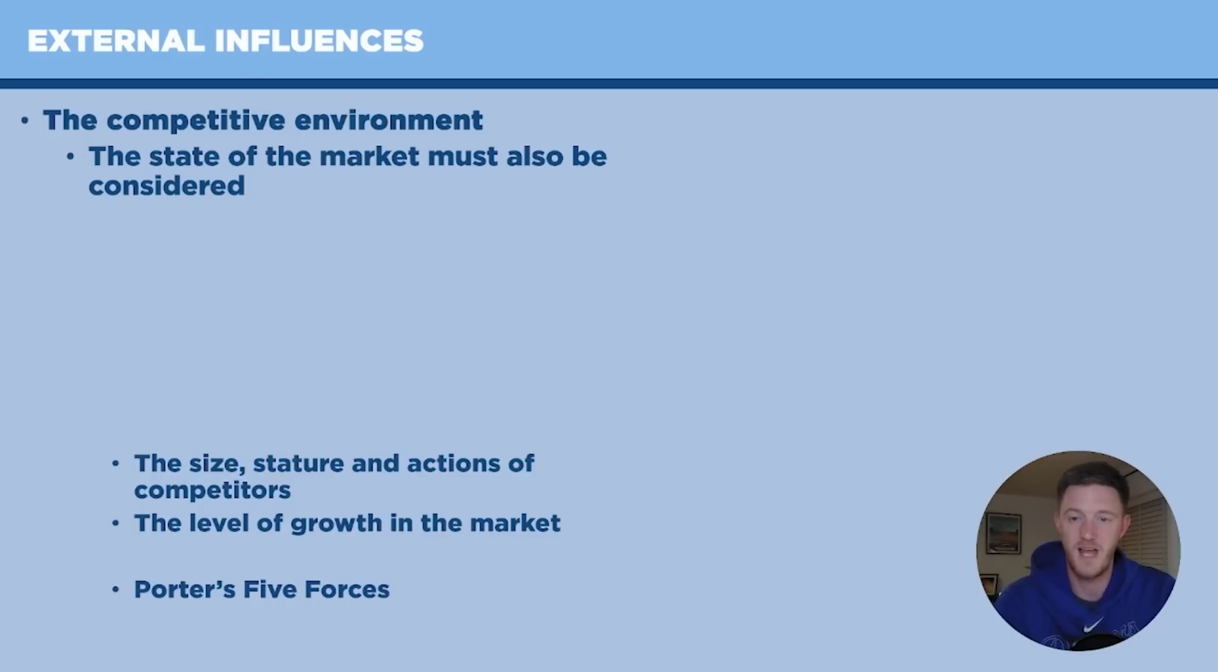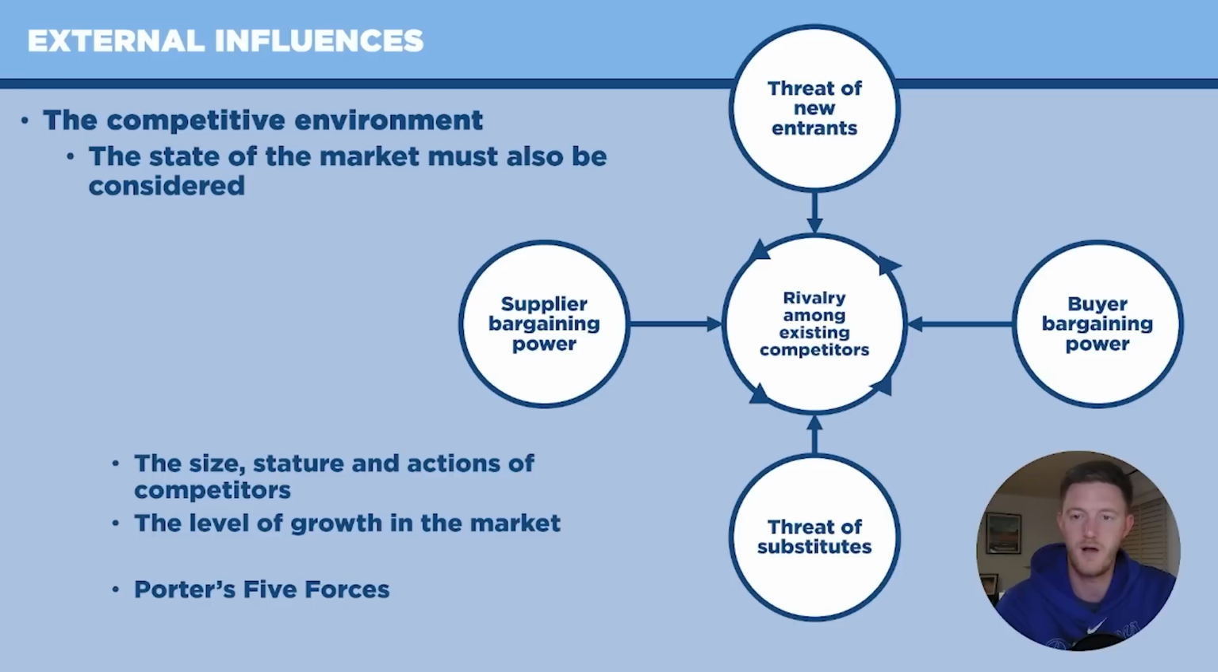So the state of the market, we'll also have to consider how competitive the market is. The size, the stature, the actions of competitors, the level of growth in the market, the external threats to the market. Think about Porter's 5 forces. How much rivalry is there amongst those competitors? How much bargaining power do the suppliers have and the buyers have? How much threat is there that a new business can enter the market? Like, is it cheap and easy to enter?